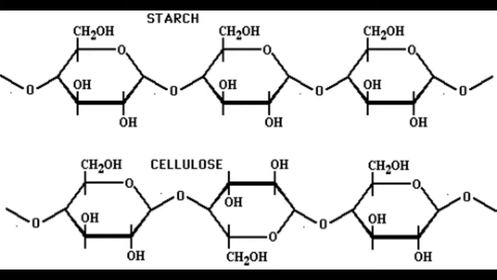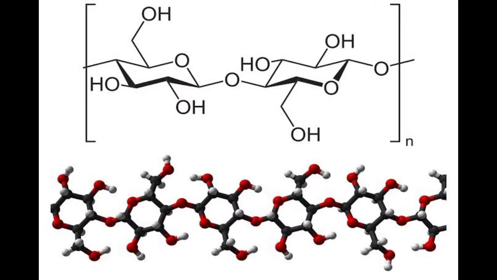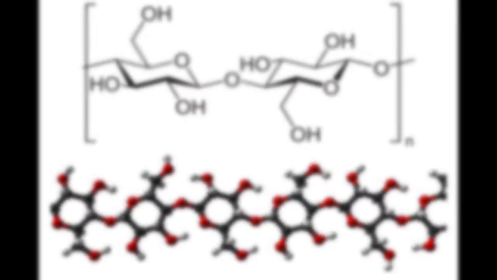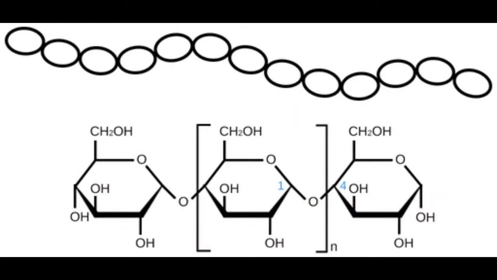How does it differ from cellulose? The main thing that makes starch different from cellulose is that all of the glucose repeat units of starch are oriented in the same direction. Meanwhile, in cellulose, each successive glucose unit is rotated 180 degrees.